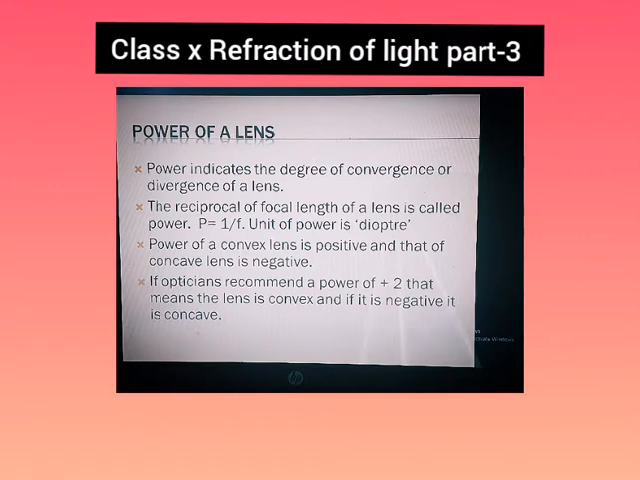Now another interesting area in lenses is the power of lenses. Power indicates the degree of convergence or divergence of lenses. The reciprocal of the focal length of a lens is called power. Power is equal to 1 by f, where f is the focal length. The unit of power is the diopter.